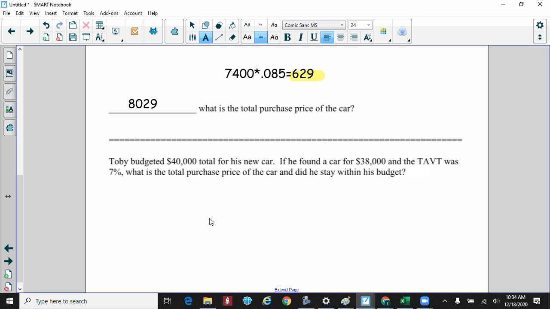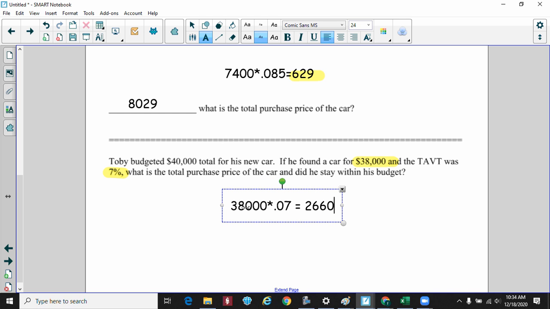All right. So again, this is now one of those TAVT questions where mathematically you're doing the same exact thing as you would with sales tax. So very simply, we're just going to multiply the TAVT tax by 38,000. So again, 38,000, we're going to multiply it by the tax expressed as a decimal, which gives you a tax of 2,660 bucks.